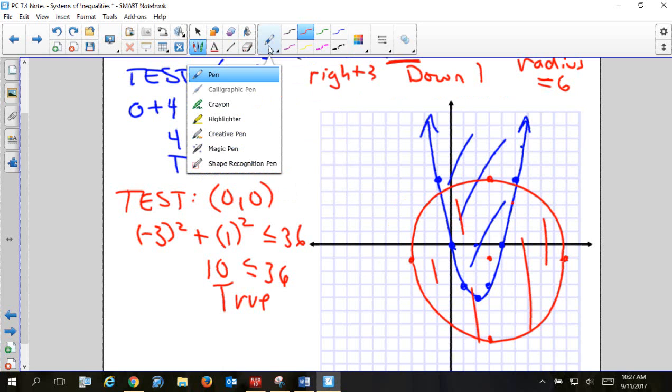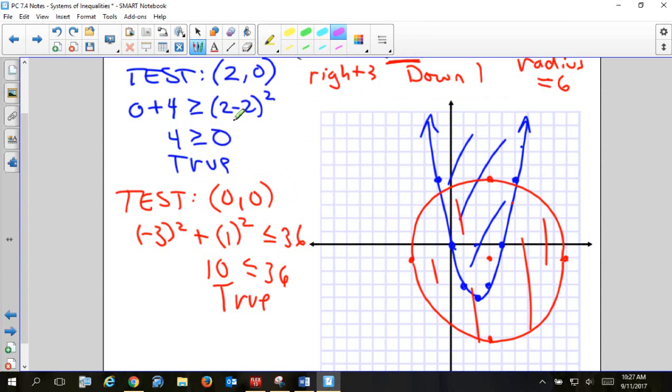So what you have to find is where they overlap. Inside the circle, above the parabola, is going to be like this. So our solution is where the 2 graphs overlap.